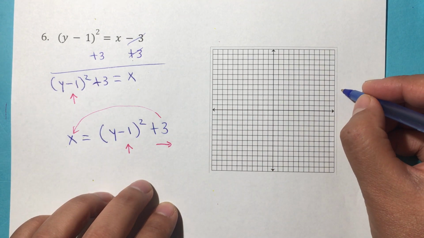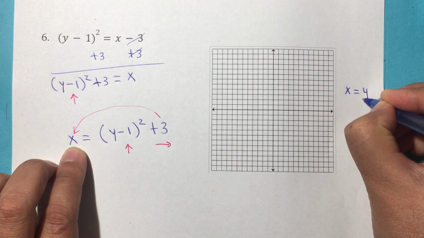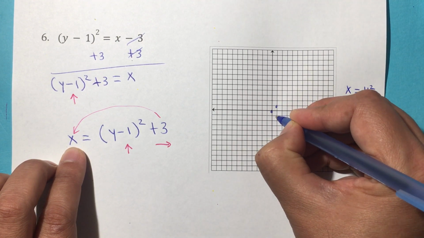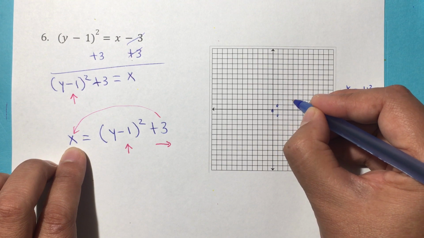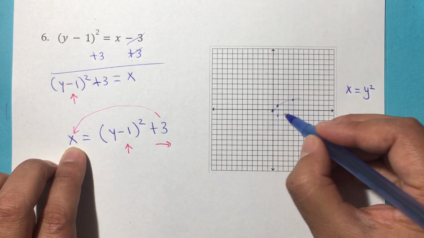We said that the mother graph for isolated x is x equals y squared, which is right here: 1, 1, negative 1, 1, 2, 4, and negative 2, 4. That's my mother graph.